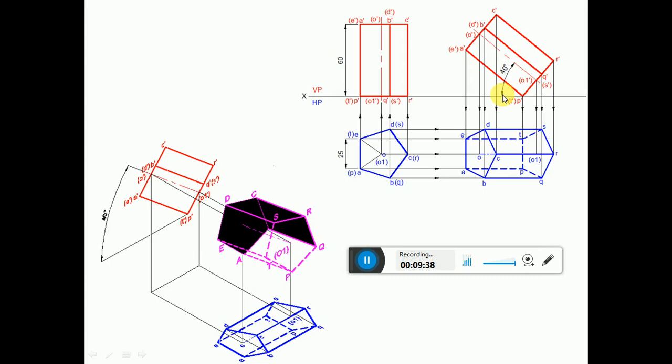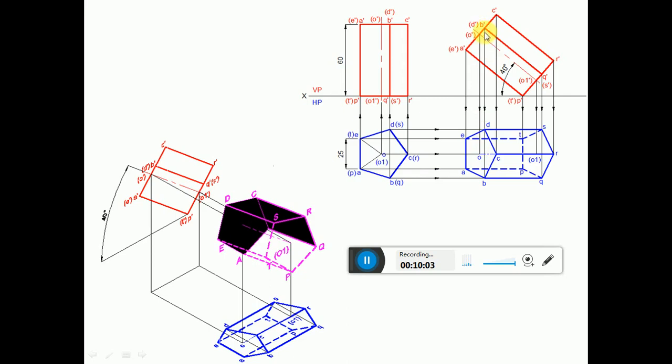Now we need to draw the top view. So draw a vertical projector from A dash, E dash, and draw a horizontal projector from A, E to intersect these 2 points at this point A and this point E. Similarly, draw a vertical projector from O dash and draw a horizontal projector from O to intersect at this point O.